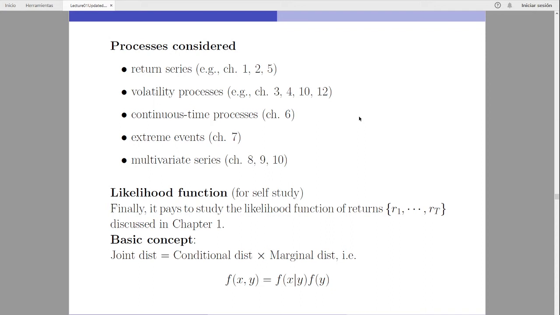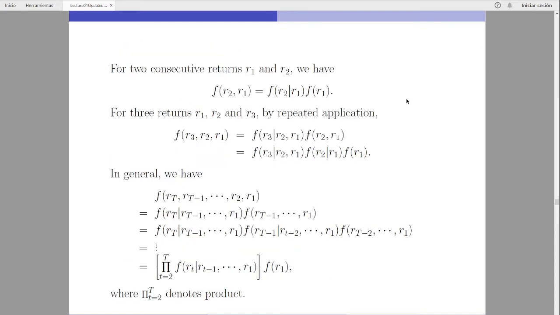I mean, this is not the distribution function, this is the likelihood function for those two. So the likelihood function for them can be like this. We can iterate mostly, and we get all these big products of conditioned functions.